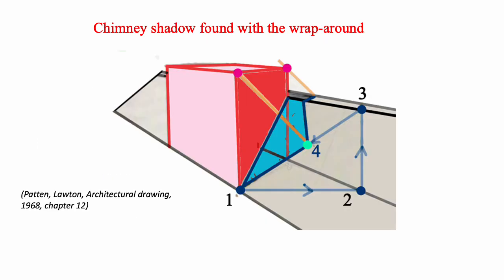We can use the wraparound to find a chimney shadow. Start with the horizontal line because we're going through the base of the roof, then vertically up to the top, and then follow the incline of the roof until you intersect the light, and that would be intersection 4 here.